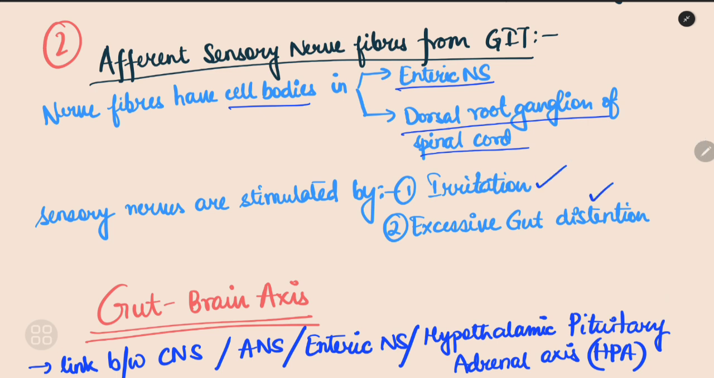If there is irritation, like in cases of GERD, gastroesophageal reflux disease, there will be reflux of the acid into the lower portion of the esophagus. There will be changes in the cell lining of the lower end of the esophagus, and of course irritation. These irritation impulses will be sensed by the sensory nerves present. And in cases of excessive gut distension, that can happen if you have eaten an extra amount of food, there will be excessive gut distension.